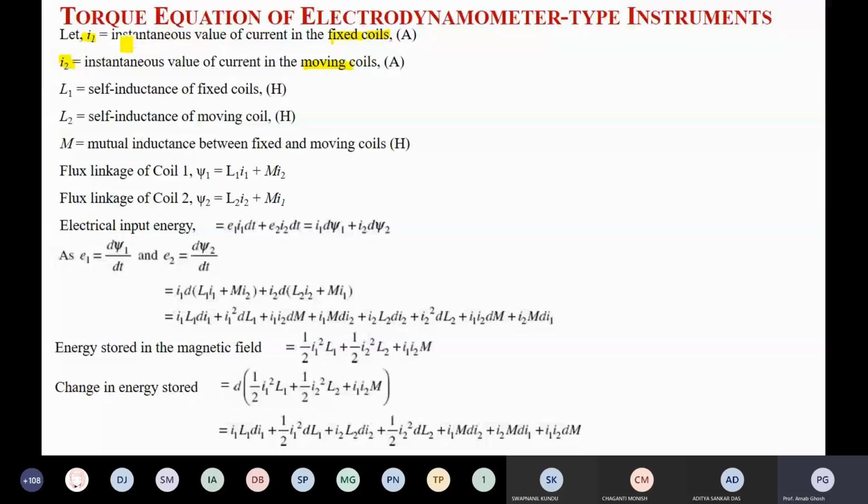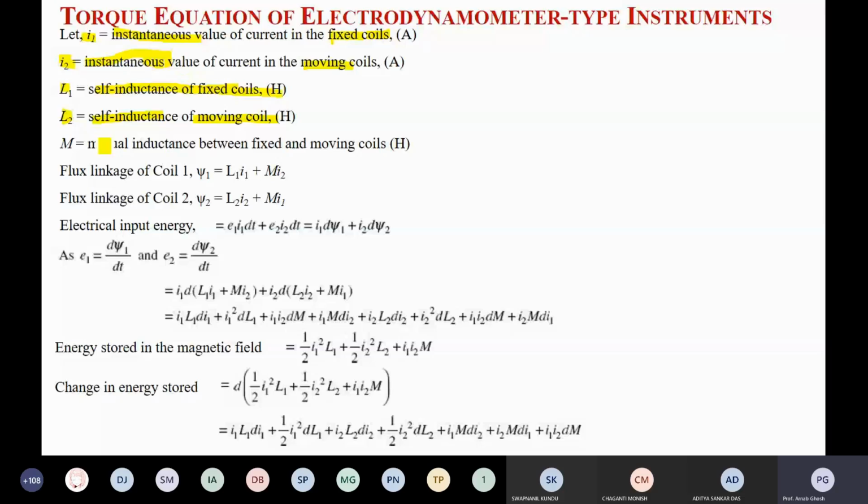So in AC, what happens? You are not directly getting plus and minus. So normally we consider it instantaneous positive or instantaneous negative. So instantaneous polarity is observed on the AC side. So what is L1? L1 is the self inductance of the fixed coil. What is L2? L2 is the self inductance of the moving coil. All the units are in Henry.